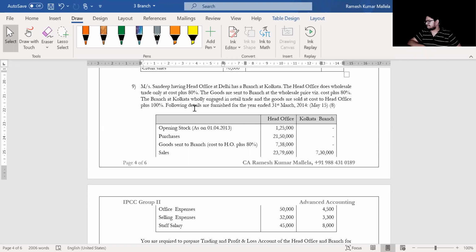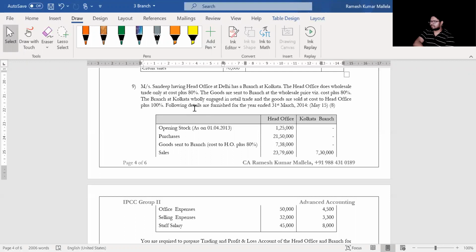Sandeep, having head office at Delhi, has a branch at Kolkata. Head office does wholesale trade only at cost plus 80%. Goods are sent to branch at wholesale price, that is cost plus 80%. The branch at Kolkata is wholly engaged in retail trade and the goods are sold at cost to head office plus 100%. The following details are furnished for the year ended 31st March 2014.